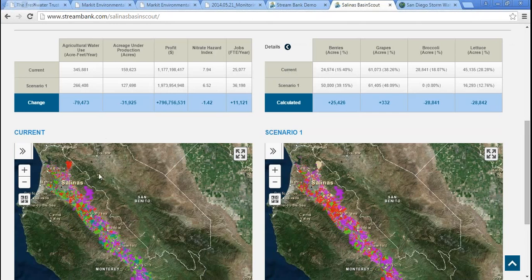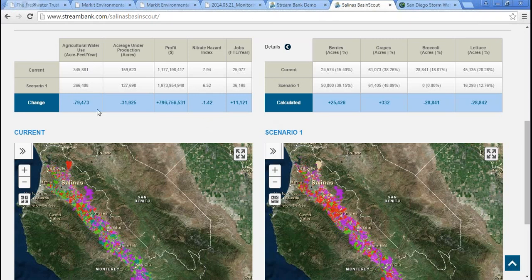So what you have on the left side is the current conditions. You can see the crops that are currently being grown, and on the right side is the result of your scenario. So our choice was to equally weight profit, jobs, and nitrate hazard all within the same scenario, and then also restrict the amount of groundwater pumping that you're using.